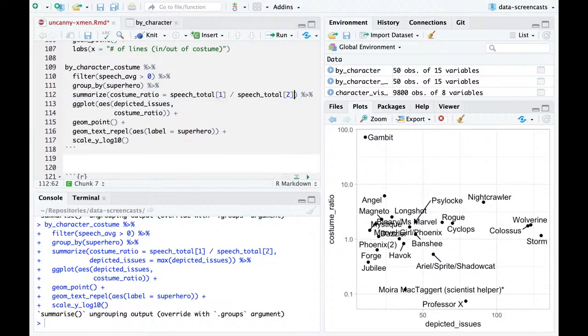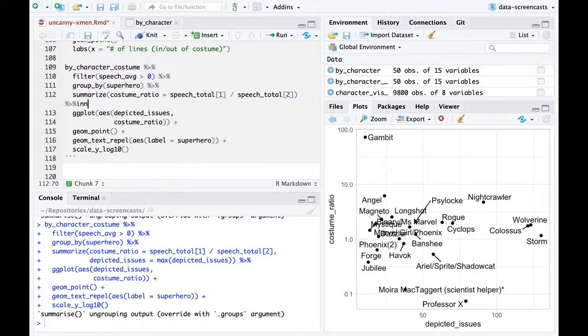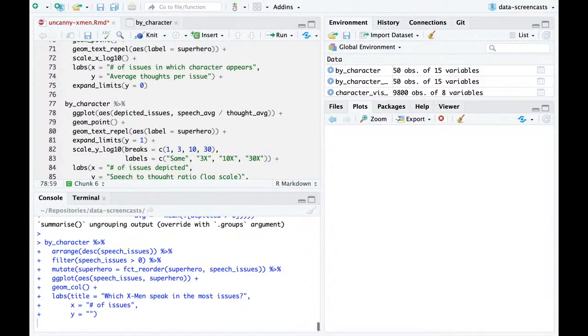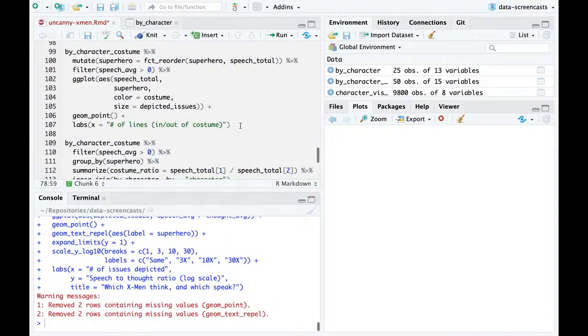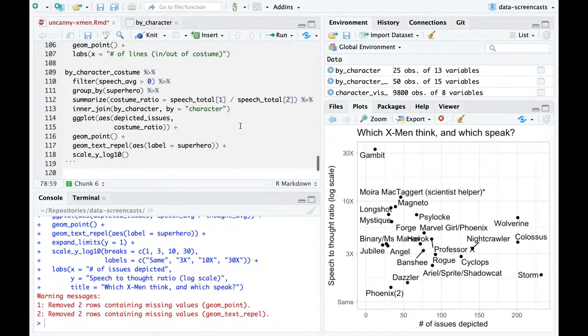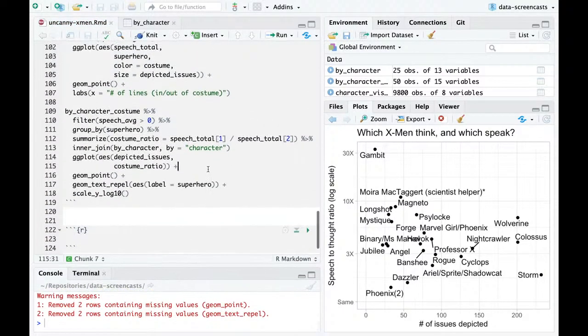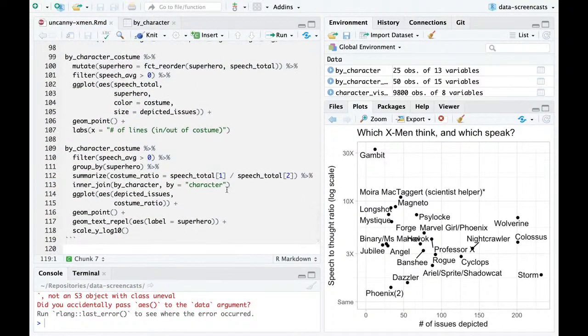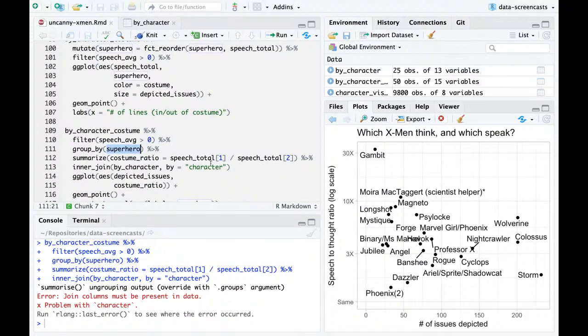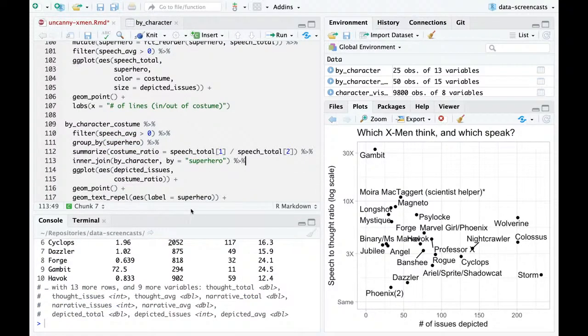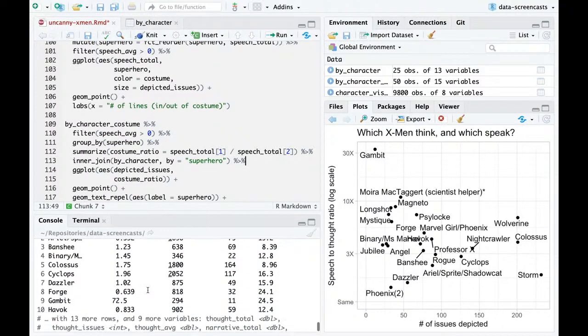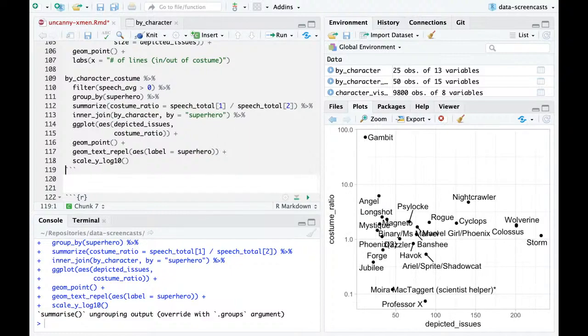I'm going to fix it finally, where I'm actually going to say inner join with by character. We already have a data set. Remember I created it a second ago? Here it is. I created a data set that looks by character, so I'm going to go ahead and use that data set and say, let's say join columns must be present in data. Ooh, it's not called character, it's called superhero. And now I can use depicted issues, and it'll be the overall depicted issues, not the ratio.